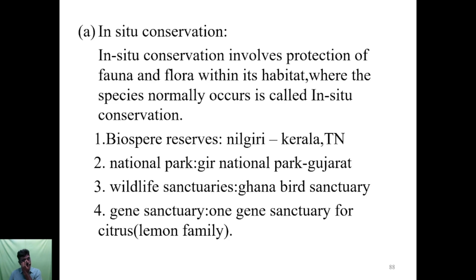In situ conservation involves protection of fauna and flora within its habitat where the species normally occurs. For example, biosphere reserves in Nilgiri, Kerala, Tamil Nadu; national parks like Gir National Park, Gujarat; wildlife sanctuaries like Ghana Bird Sanctuary, and a gene sanctuary for citrus, that is the lemon family.